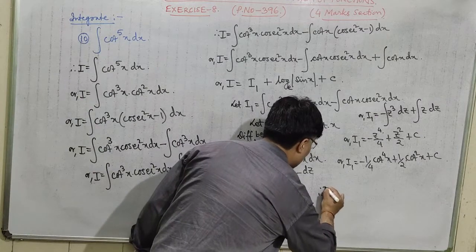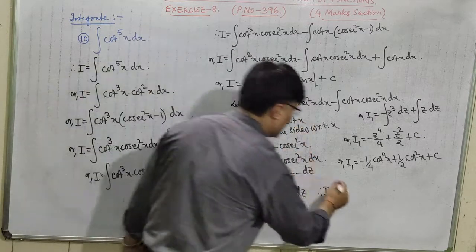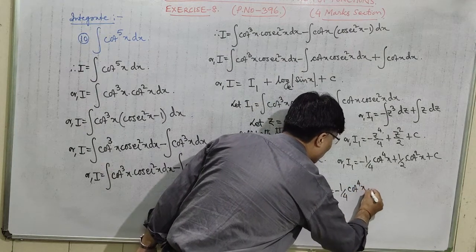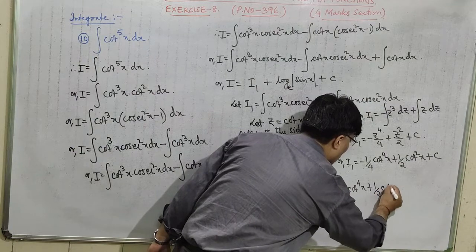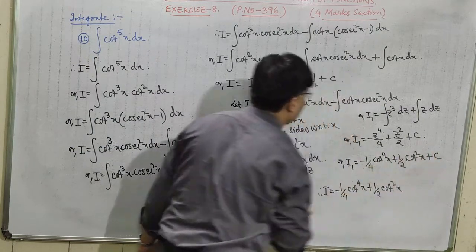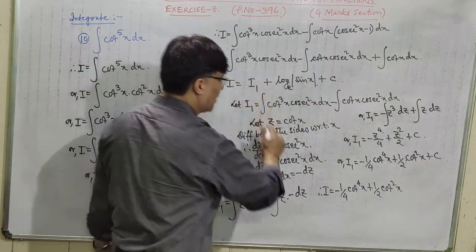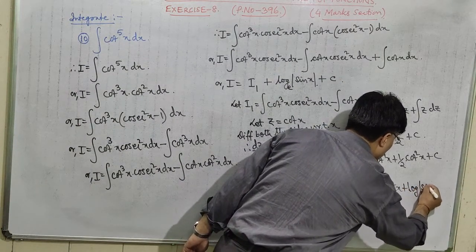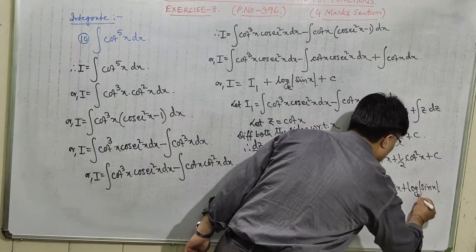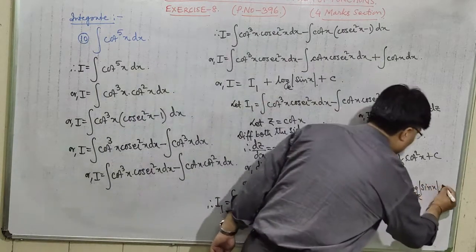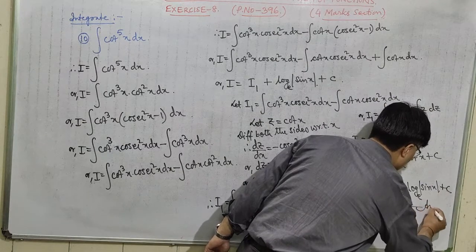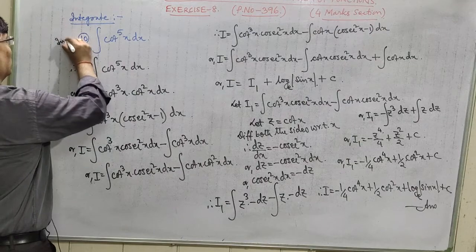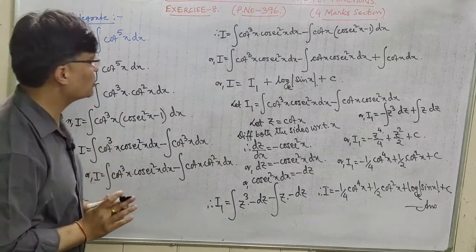So therefore, what is I now? I is equal to I1, which is minus 1/4 cot to the power 4 x plus half cot square x. You don't have to write down the c because c is already written there. Plus log within mod sin x, the base is e, then plus c. So this is the final answer. So this question is also very, very important. So I think you have understood it.